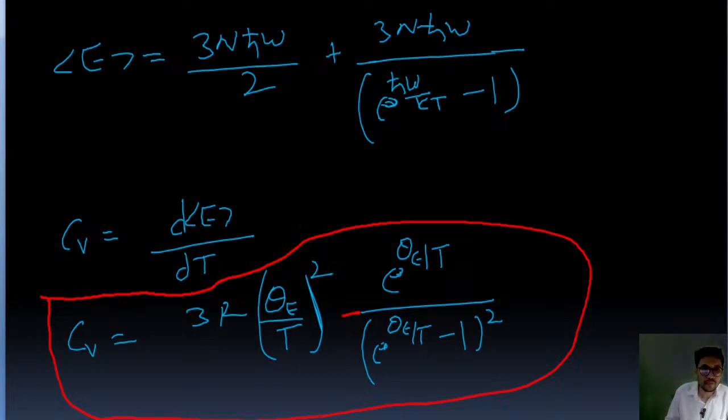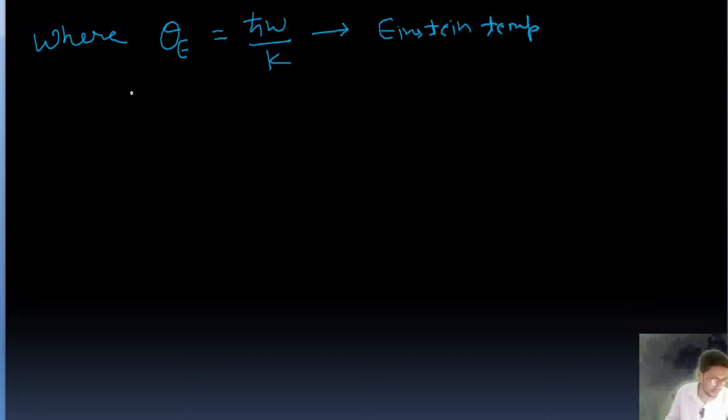Where theta_E is equal to h cut omega upon k. This is called the Einstein temperature. Okay, h cut omega upon k, that is theta_E. Now we'll study different cases for this Cv.